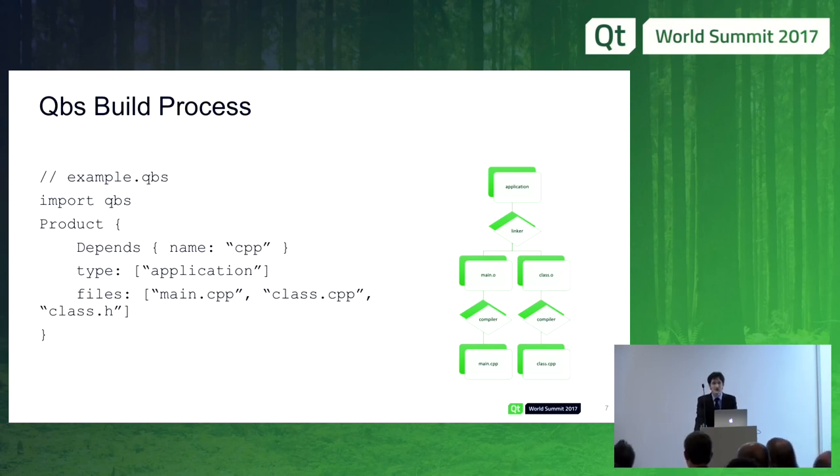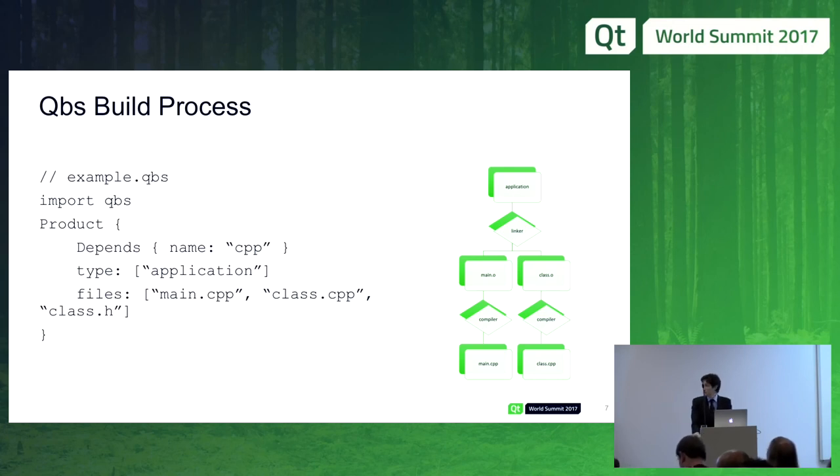So the build process of a product starts by examining the type property of the product that you can see there, which is a list of file tags, which are similar to MIME types, as I mentioned before. In our example, there's just one file tag, application. Cubes then searches through all of the rules available in the current context, meaning rules that are defined in the product or rules that have been made available via a module dependency, such as the compiler and linker rules that we've pulled in from the CPP dependency in the example here.